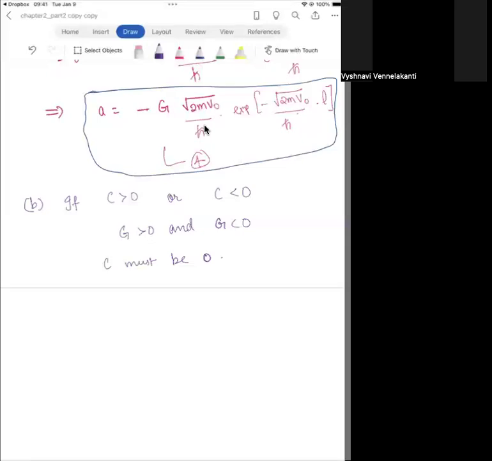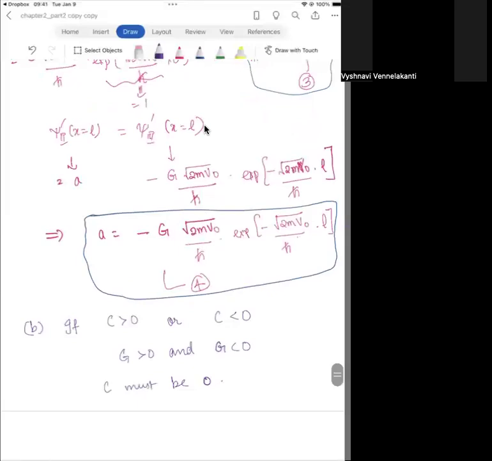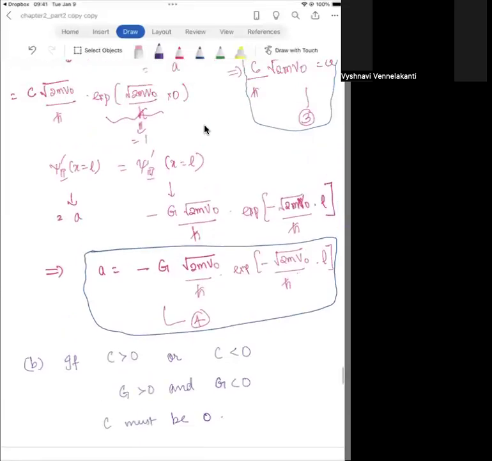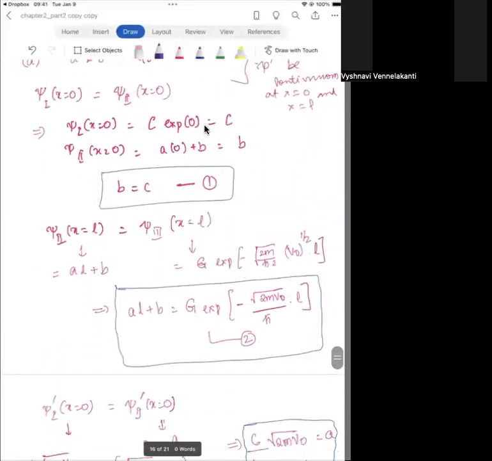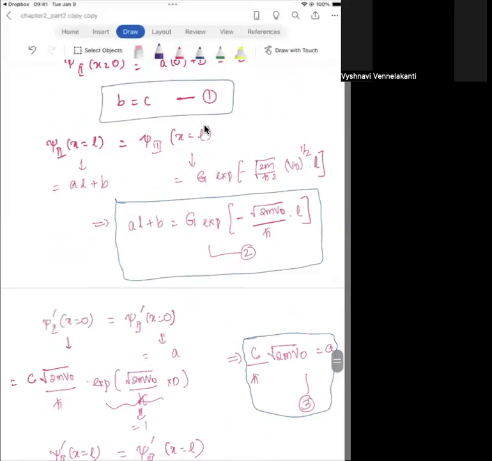Now let's take a look at the different equations. It's going to be more of a verbal explanation. Let's start with equation 1. Let's say C is positive. C is positive means B is also positive. So you have B is positive, L is a positive quantity.